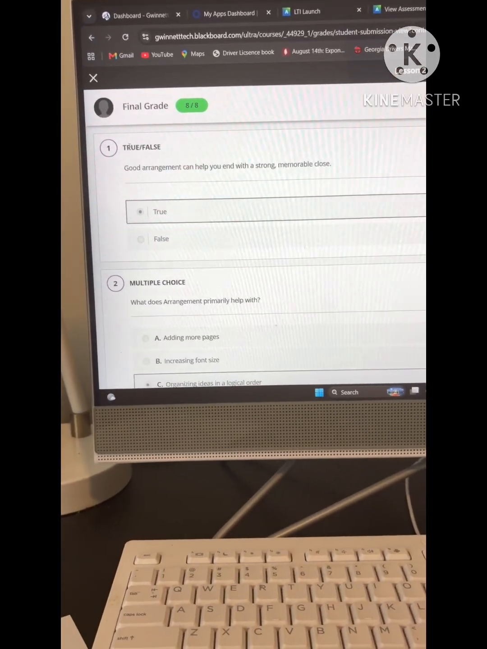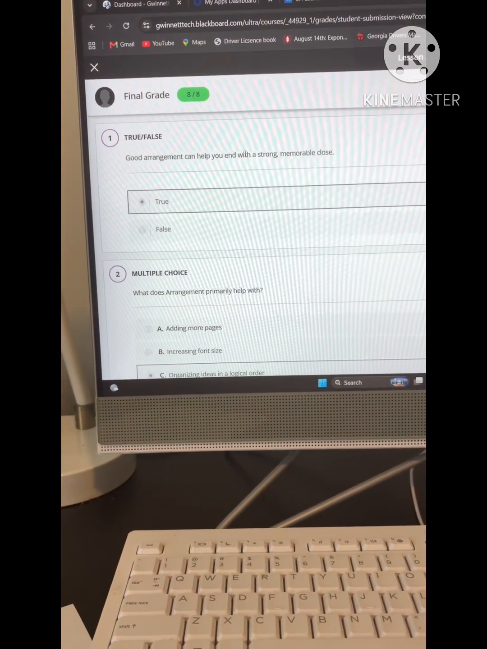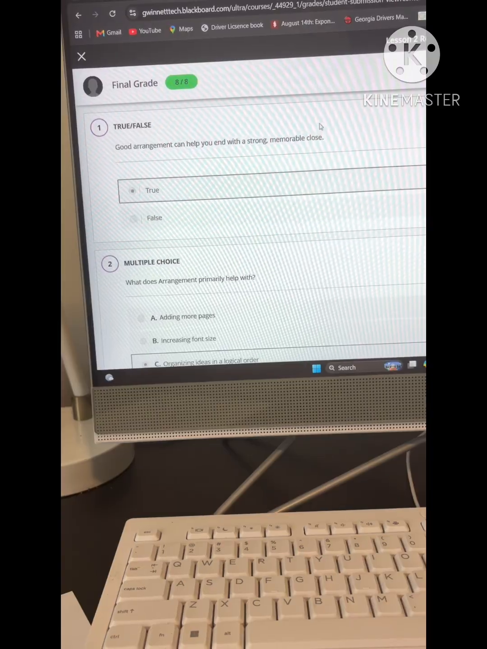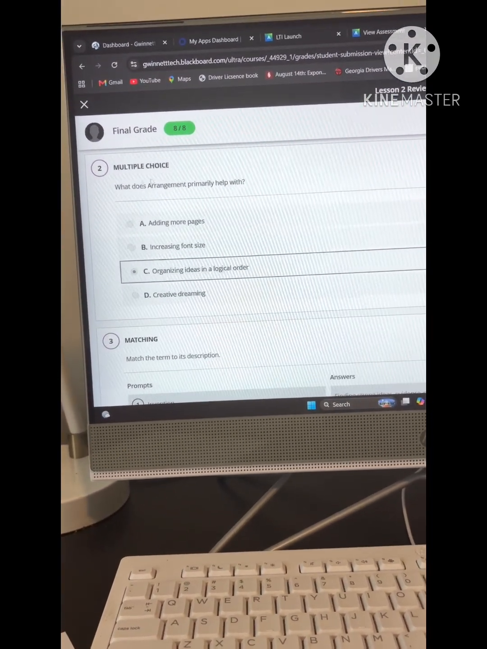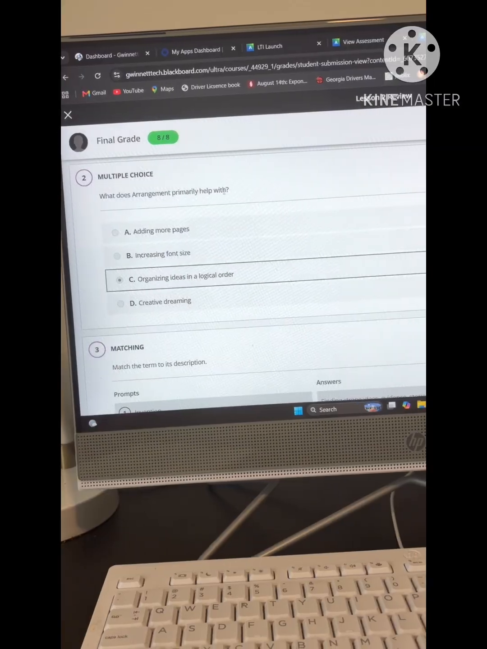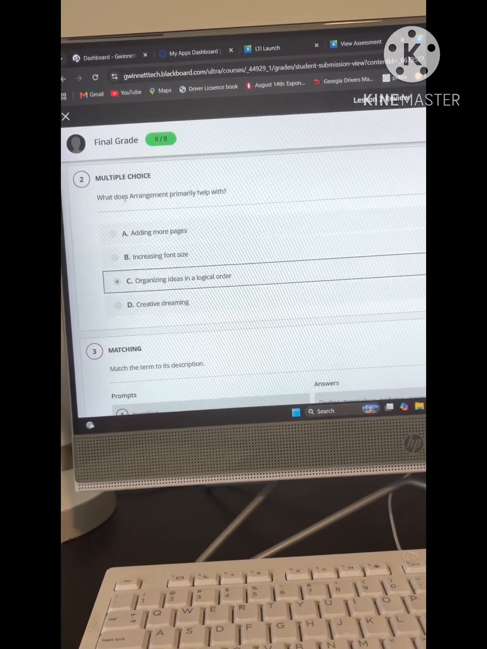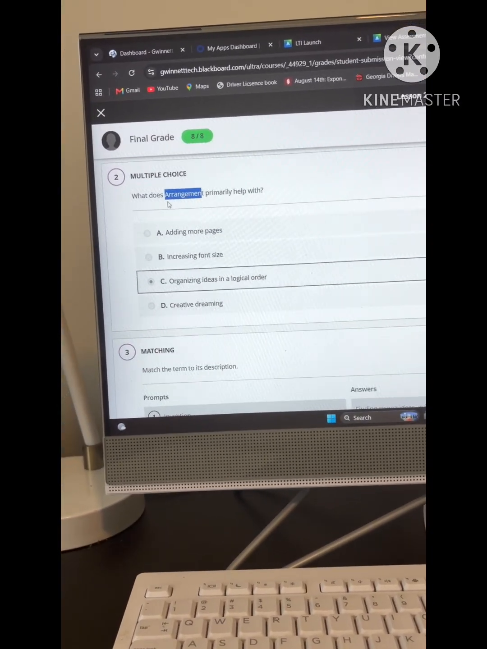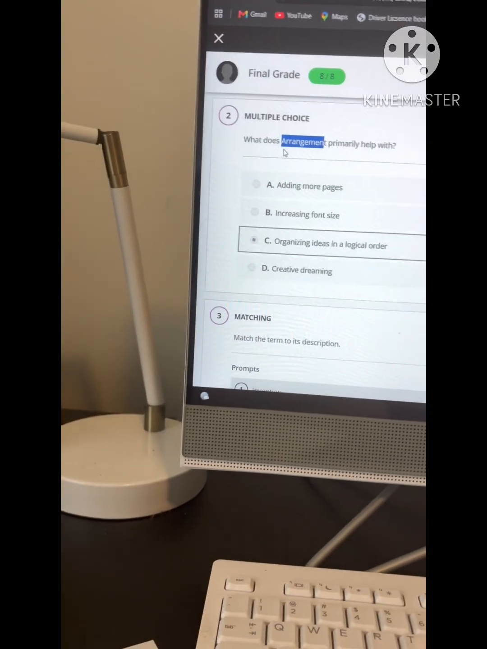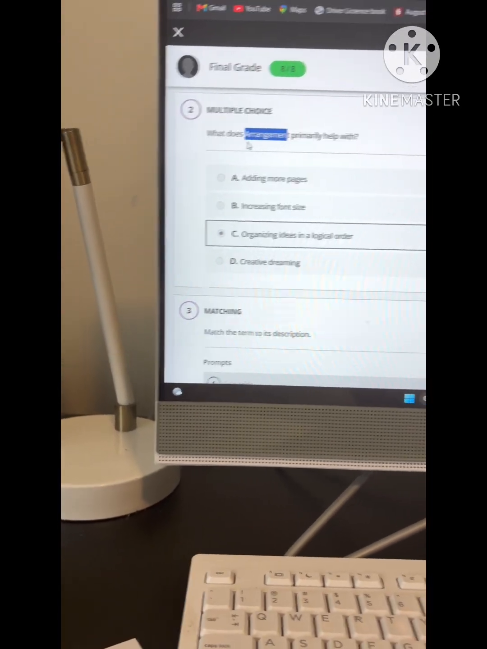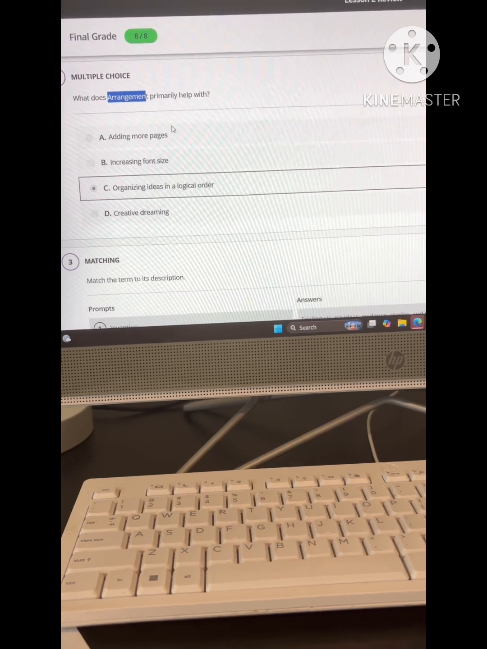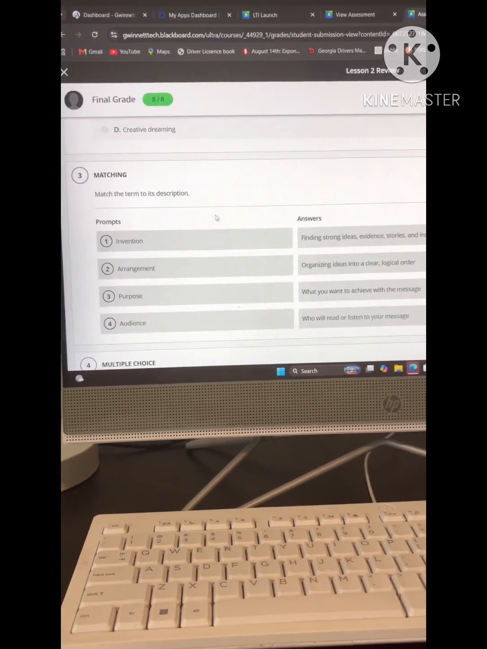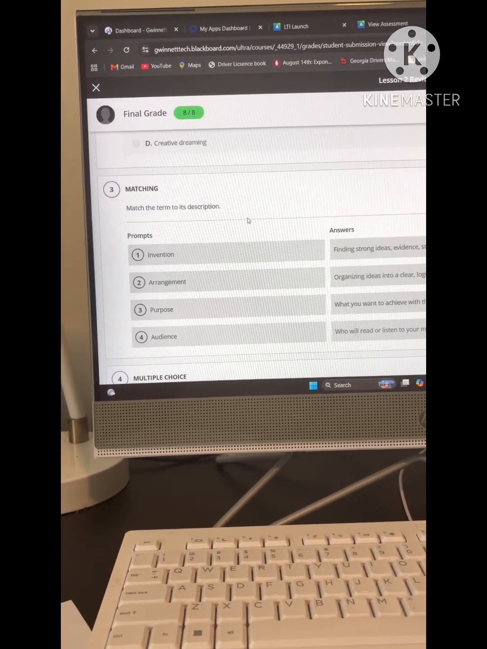For the first question, we have true or false. Good arrangement can help with a strong, memorable close. That is true. And then for number two, multiple choice, what does arrangement primarily help with? Well, it's kind of self-explanatory. Arrangement can mean putting things together in the correct order. And the best way I could put that is organizing ideas in a logical order. So I put C.